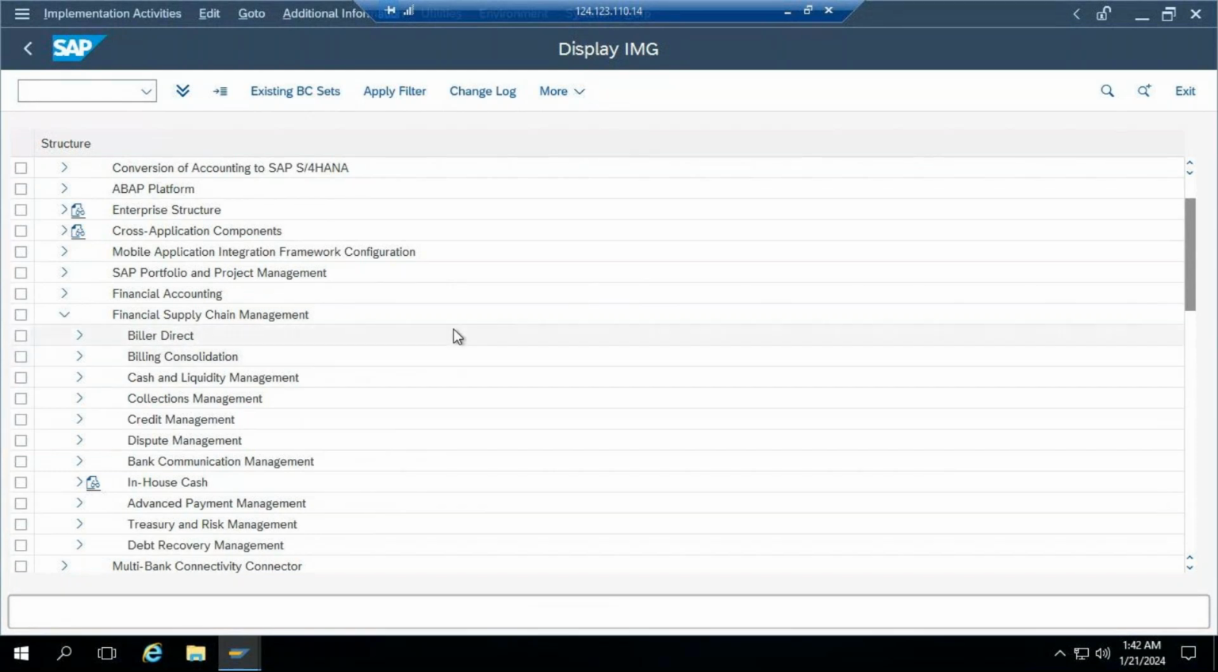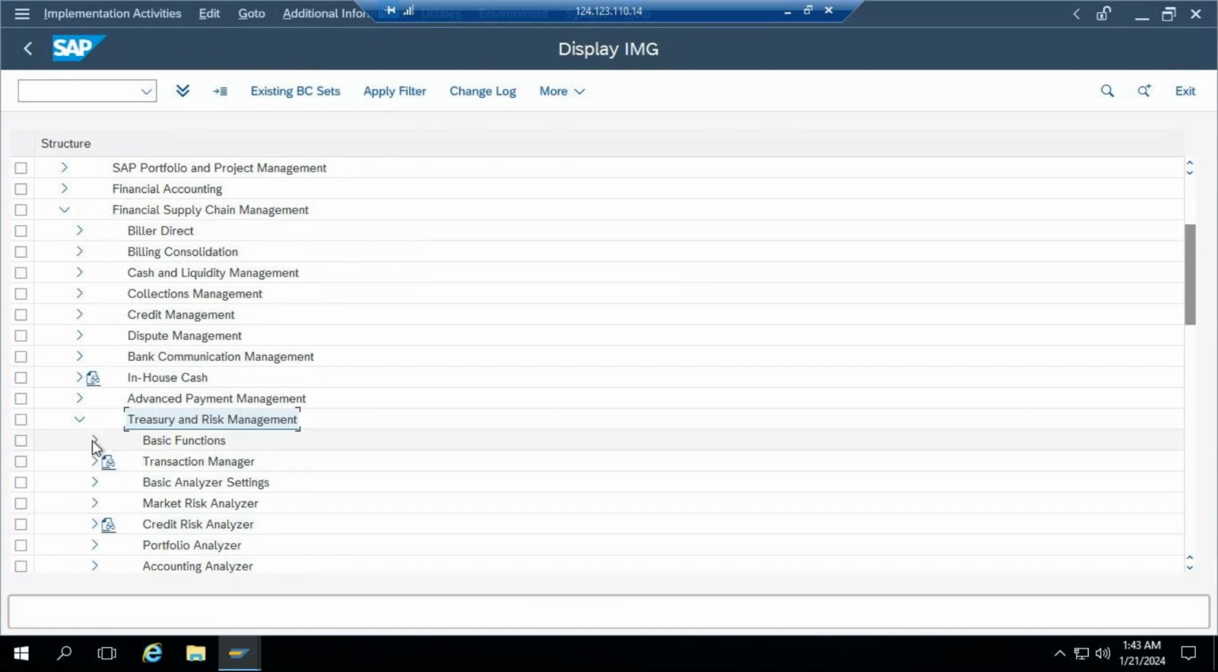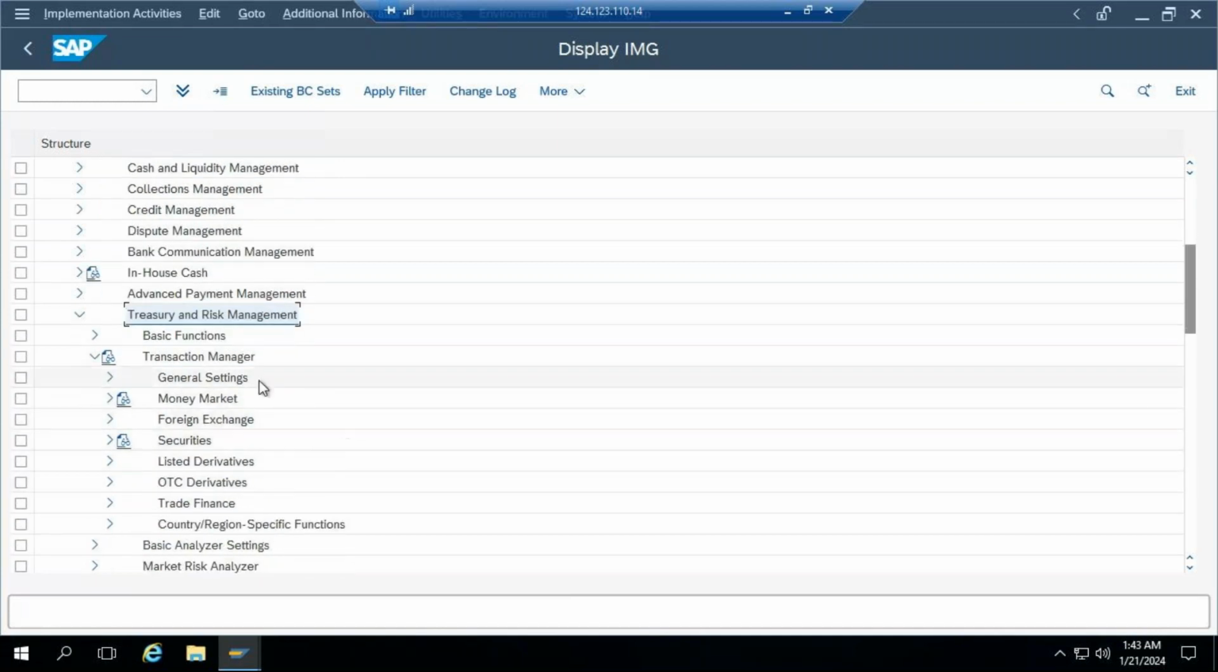When you talk about the SAP TRM module, it is now a part of SAP Financial Supply Chain Management. Under that, we have many things: cash and liquidity management, collection, credit disputes, bank communication management, in-house cash, advance payment management. Here you can see SAP Treasury and Risk Management. Under it, in the Transaction Manager, you can see the product groups.